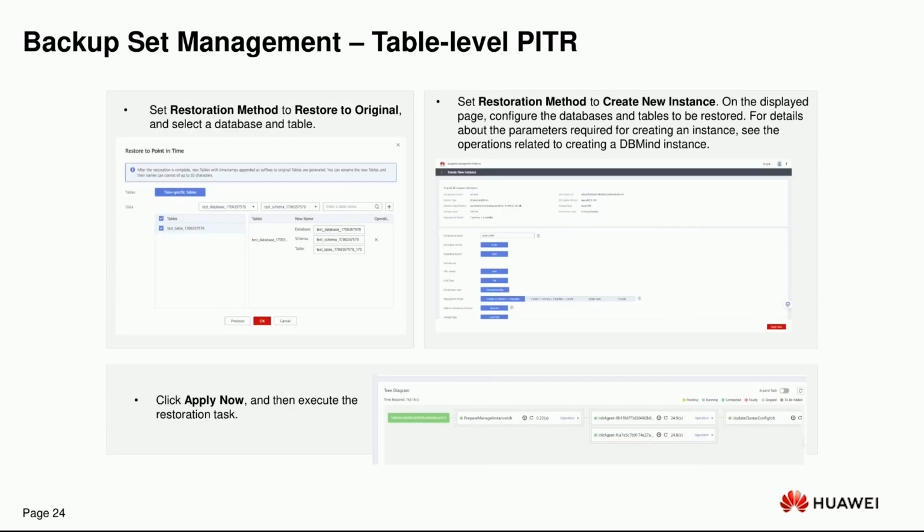Set restoration method to restore to original, and select a database and table. Set restoration method to create new instance. On the displayed page, configure the databases and tables to be restored. For details about the parameters required for creating an instance, see the operations related to creating a DB-mined instance. Click Apply Now, and then execute the restoration task.